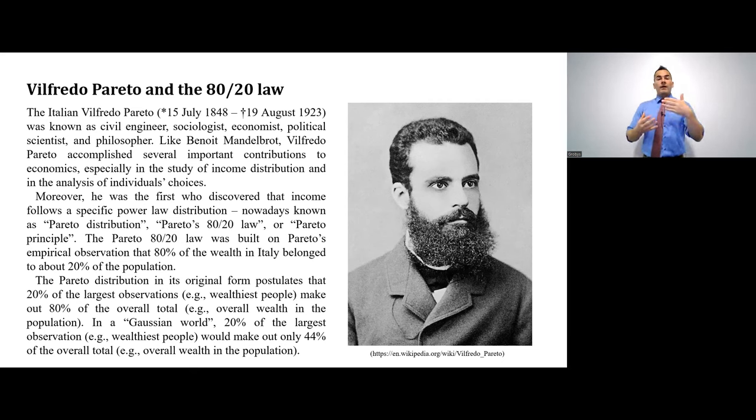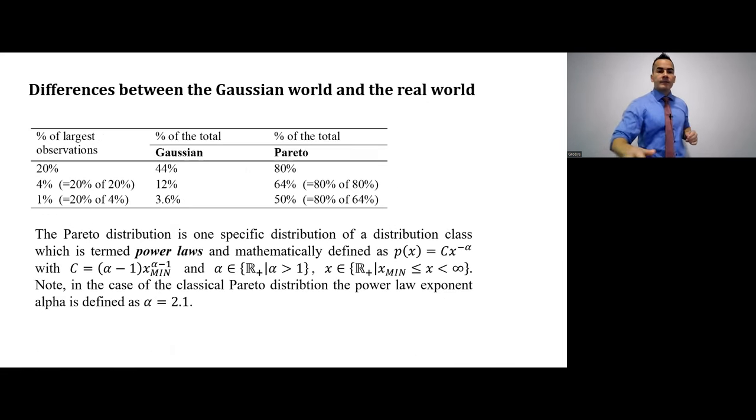The normal distribution obviously does not account for the same concentration. The Pareto 80-20 distribution postulates concentration, that a small fraction of individuals have the lion's share of the cumulative overall total. And in the Gaussian world, this is obviously not the case. Yeah? So the Pareto 80-20 distribution tells you that the concentration is almost twice as much as the Gaussian distribution would suggest, which is important to bear in mind.